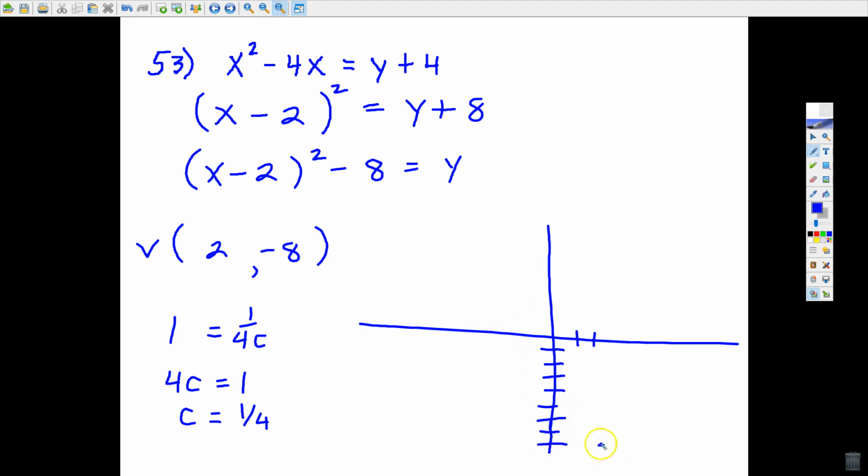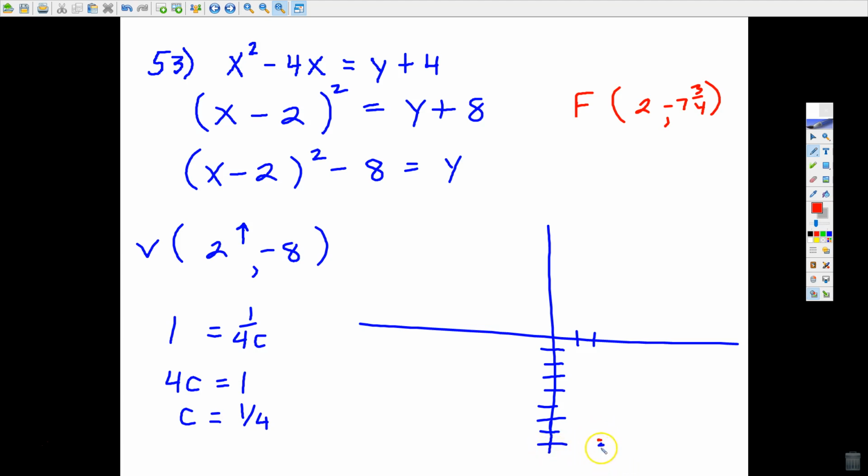And from there, since the parabola opens up, I'm going to go up 1/4 of a space. So if I go up 1/4 of a space from the vertex, where am I? What is the ordered pair of that point? Well, negative, right? Negative 7 3/4. Or you may have put it as negative 31/4 in proper fraction. So it's just slightly above the vertex.